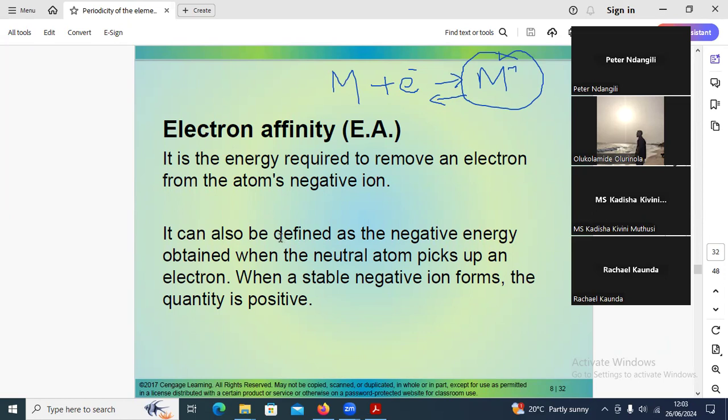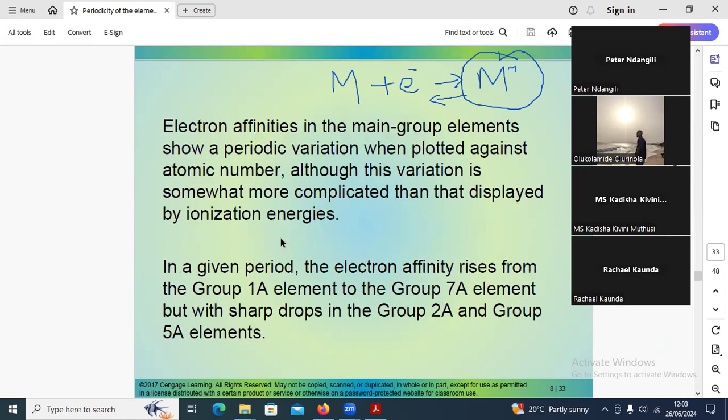Okay. Now we continue. Electron affinities in the main group elements show a periodic variation when plotted against the atomic number. And we say that the S and the P block elements are actually the main group elements.